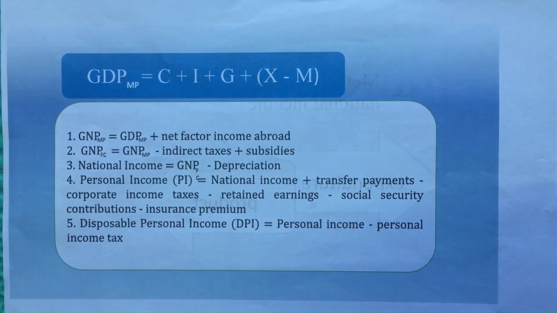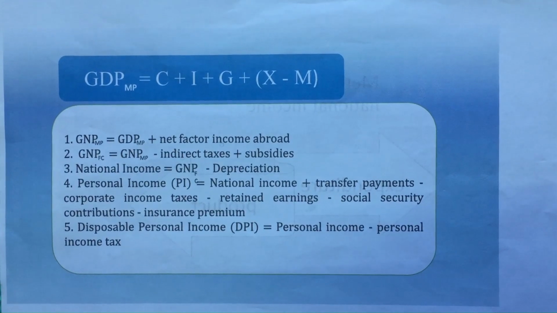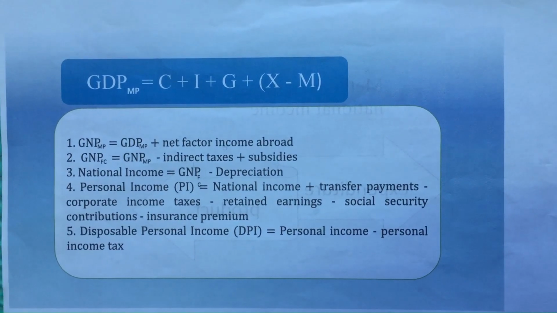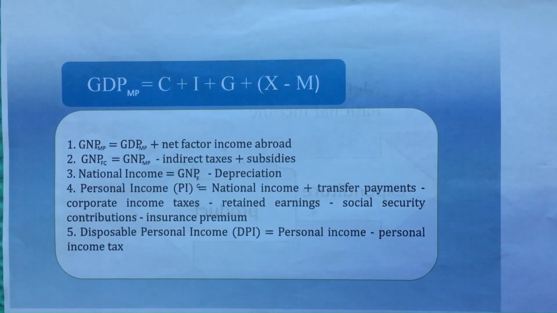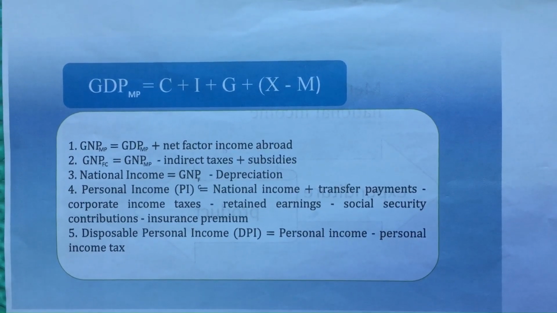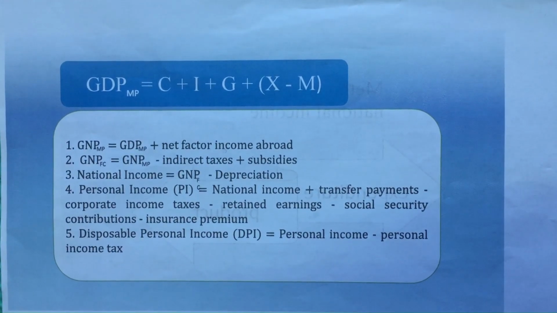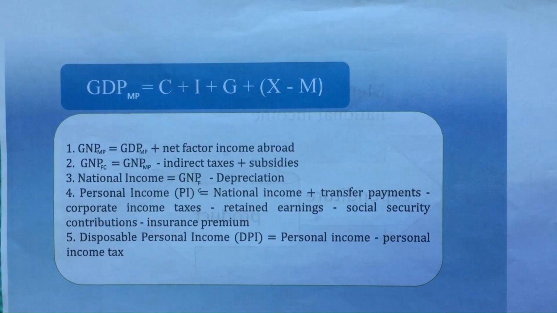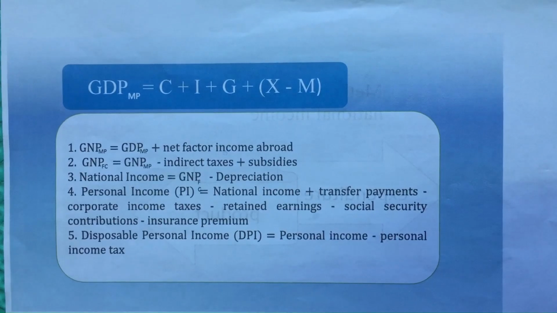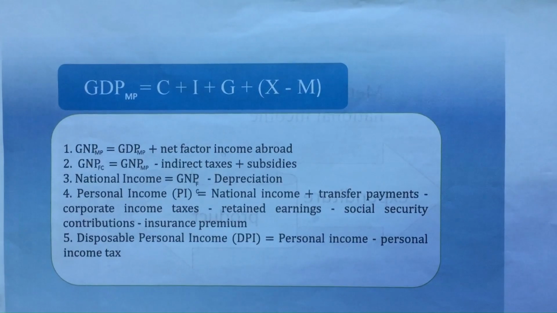The following are the formulas for calculating national income and disposable personal income. So all of these formulas are related. The first one is GNP, gross national product at market price, equal to gross domestic product at market price plus net factor income abroad. Second, gross national product at factor cost, equal to gross national product at market price minus indirect taxes plus subsidies. Third, national income equal to gross national product at factor cost minus depreciation.